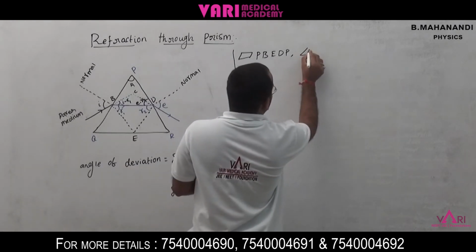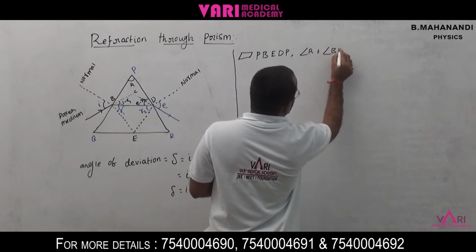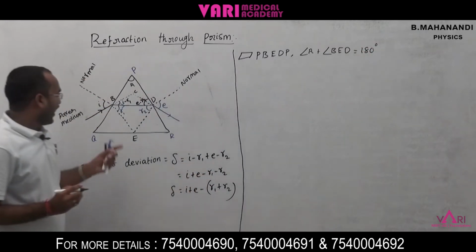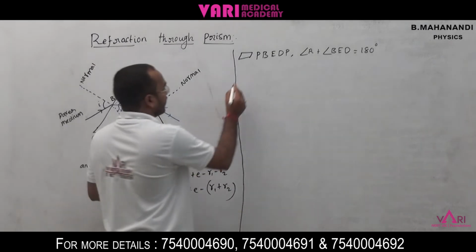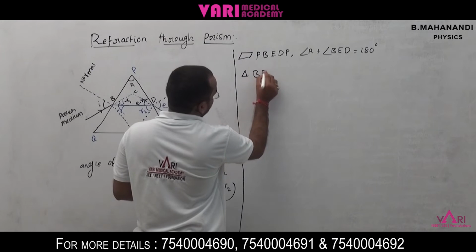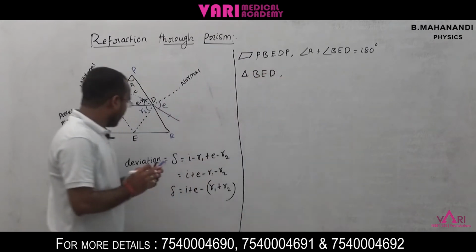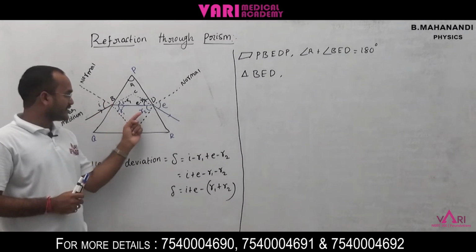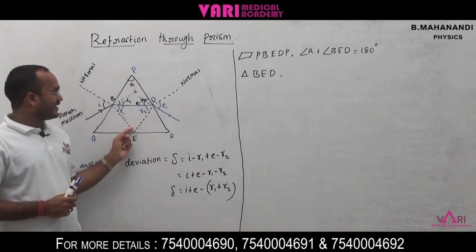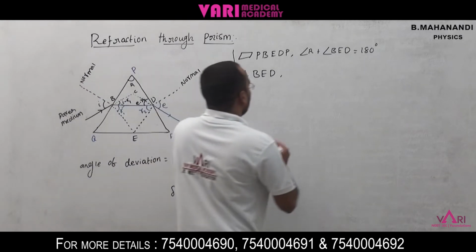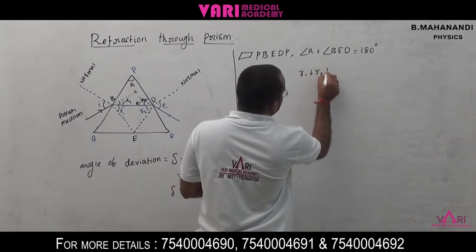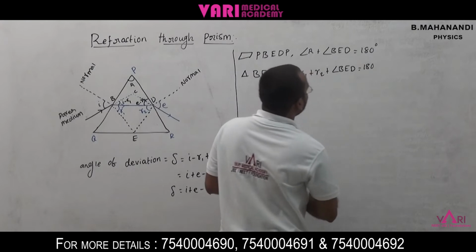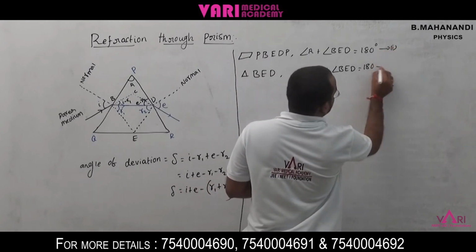Now angle A plus angle BED equals 180 degrees. Now in the same triangle BED, the angles are r1, r2, and the remaining angle BED. Now r1 plus r2 plus angle BED equals 180 degrees. This is equation 1, this is equation 2.